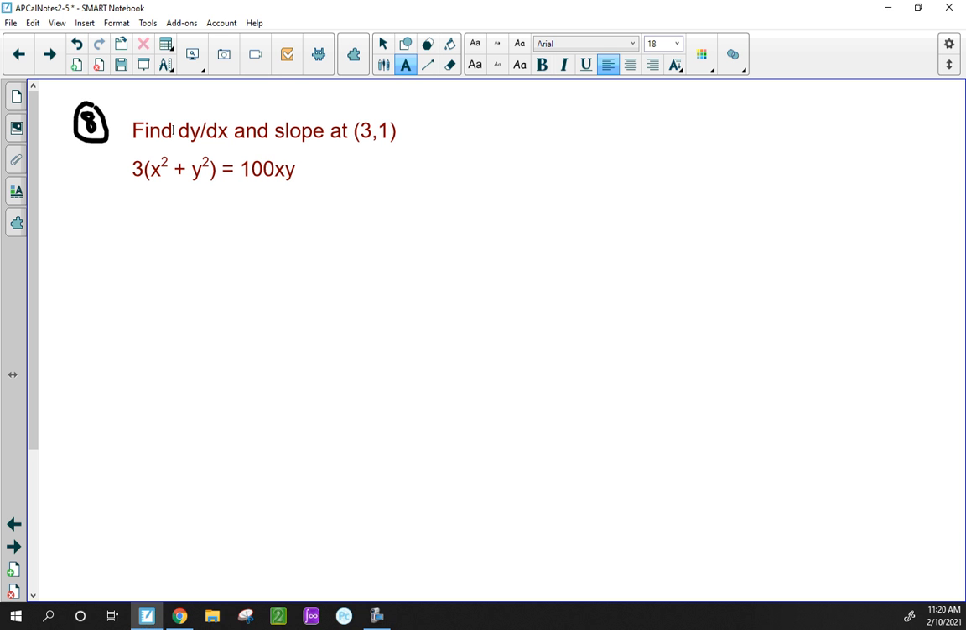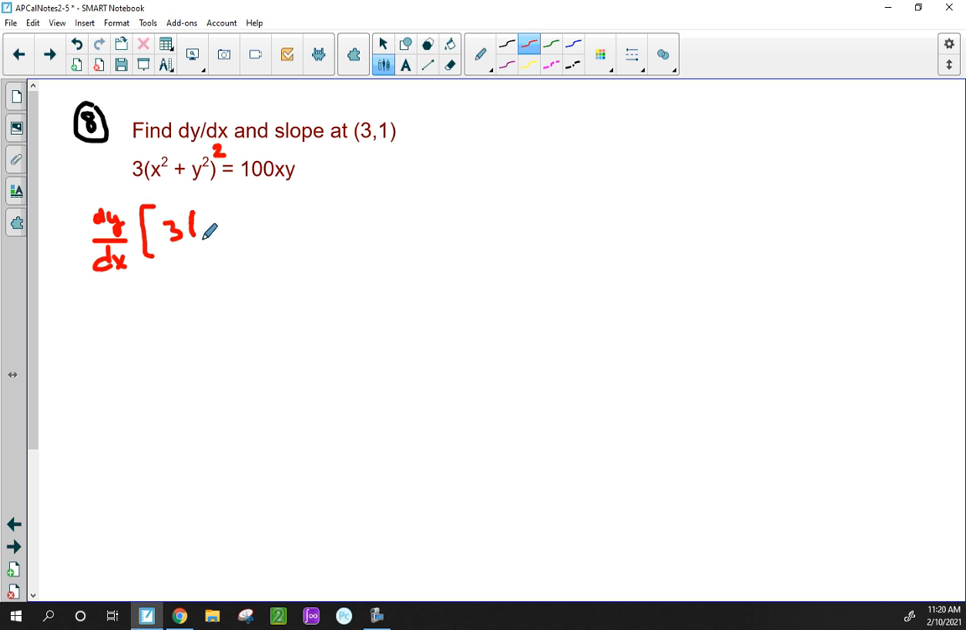Okay, so we're looking for the derivative with respect to x and the slope at the point 3, 1 of 3 times the quantity x squared plus y squared is equal to 100xy. Obviously, this is not solved for y, and it would be difficult to do so. We're going to do implicit differentiation. I left this out. Let's put a 2 here on the outside, so go back and change that in your notes.